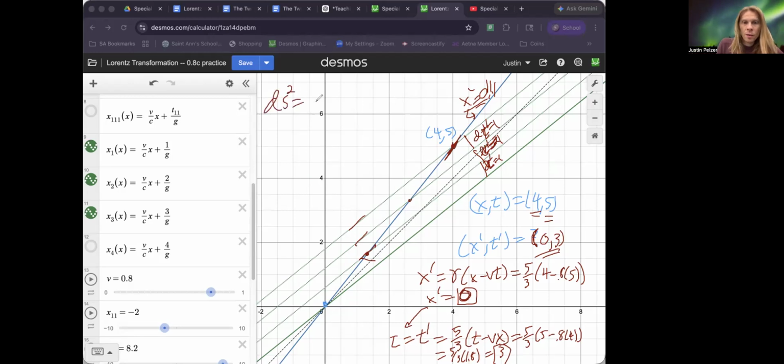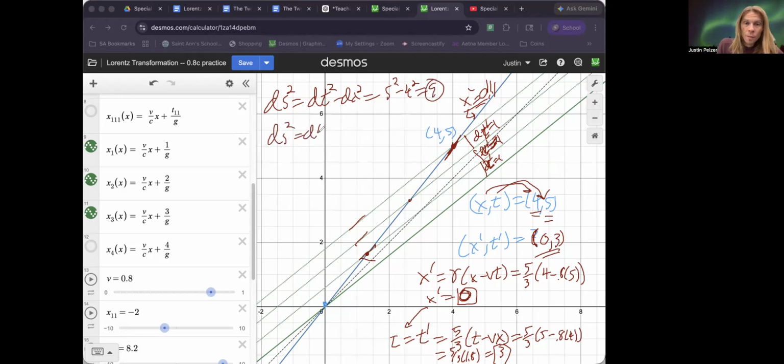ds squared equals dt squared minus dx squared. C is 1. T, look at it. T is 5, x is 4. 5 squared minus 4 squared. 25 minus 16 is 9.